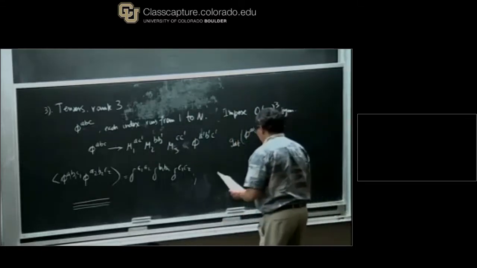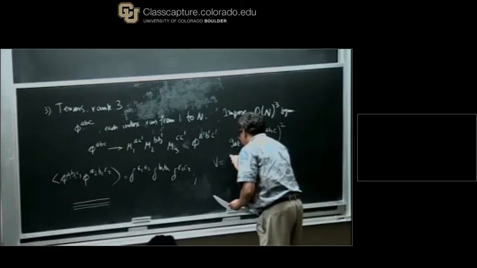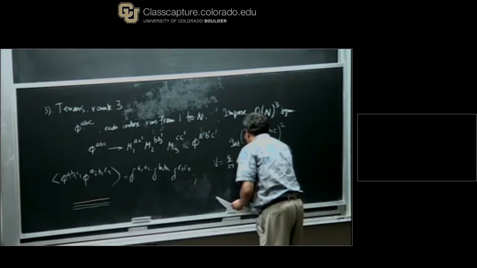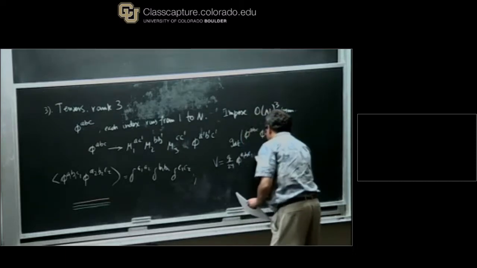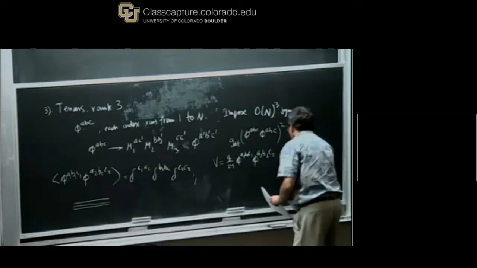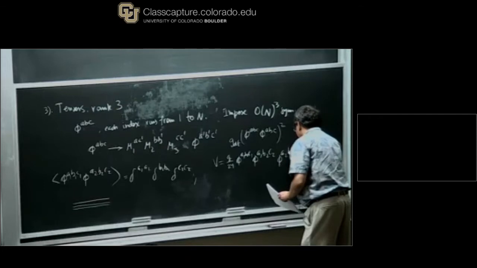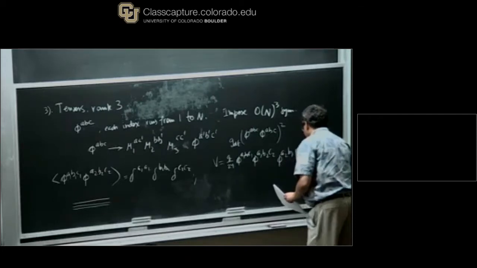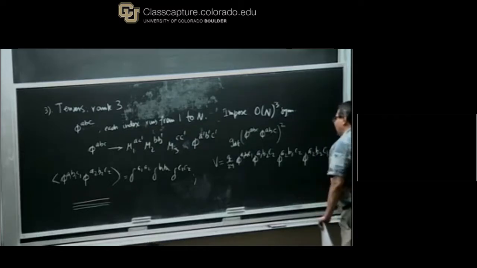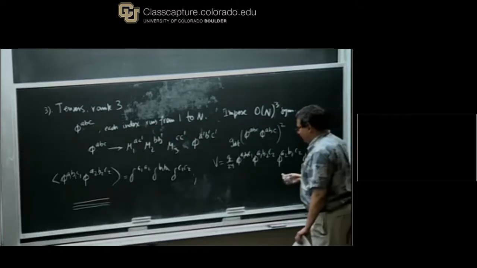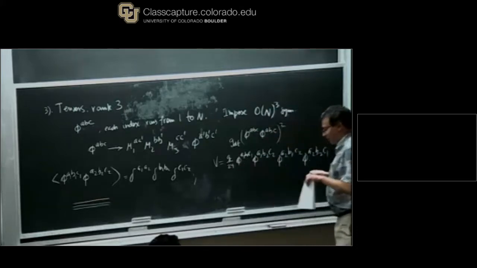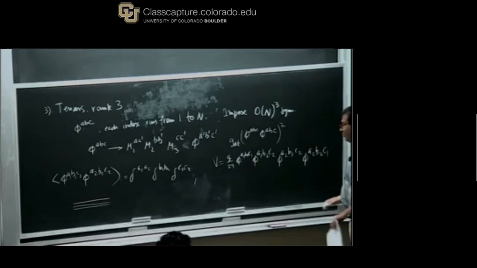You can include it, but the really interesting one is the following one. V is G over 24 phi A1 B1 C1, phi A1 B2 C2, phi A2 B1 C2, phi A2 B2 C1. And we call it the tetrahedron vertex because it actually looks like a tetrahedron projected onto a plane.